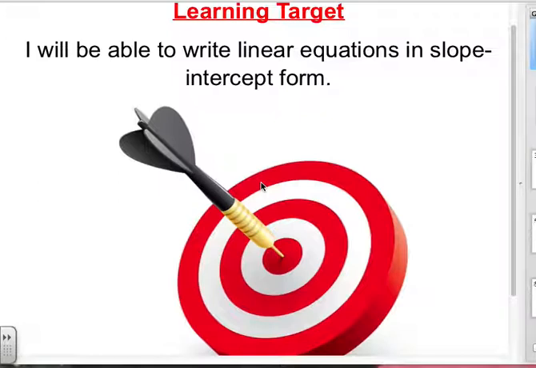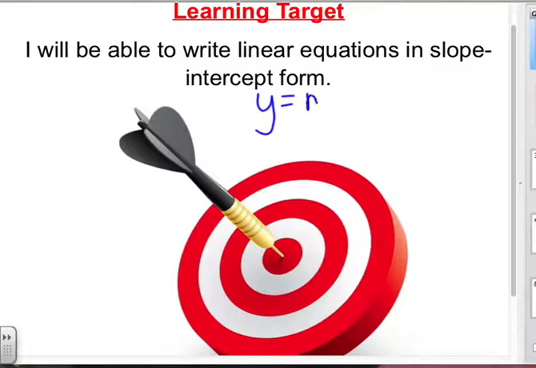Welcome to your next lesson working with linear equations and functions. Your learning target for this lesson is that you will be able to write a linear equation in slope-intercept form. Let's remember, slope-intercept form is my favorite form of a linear equation, and it looks like this.